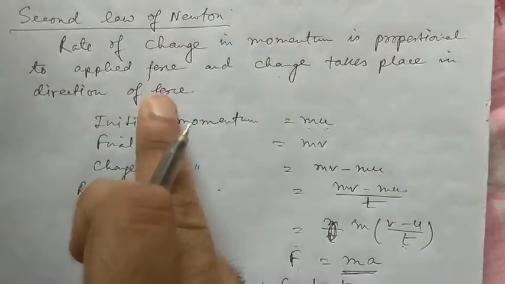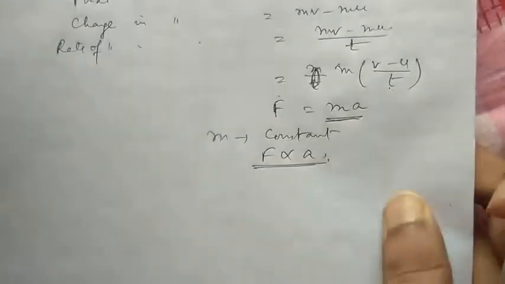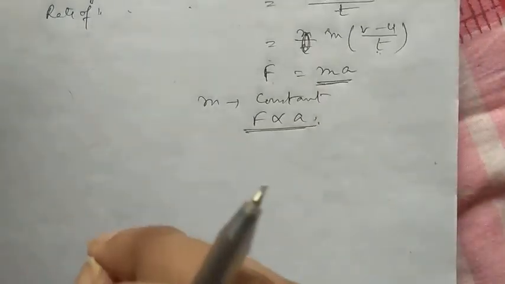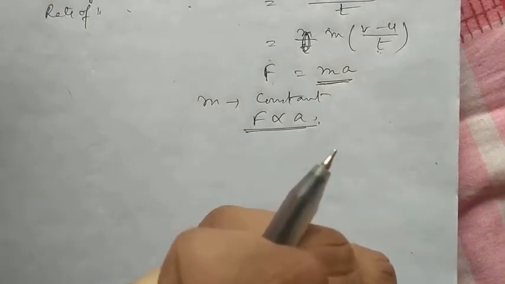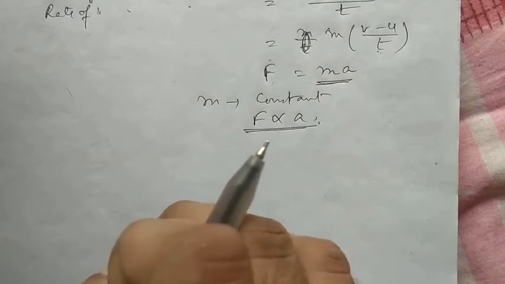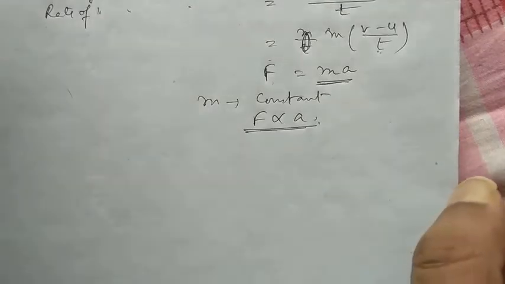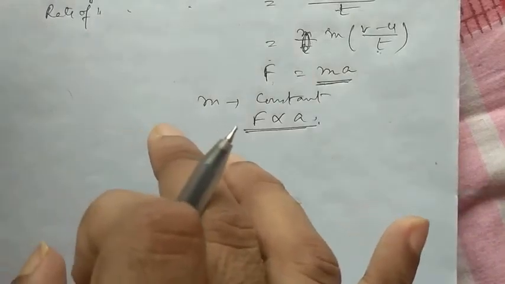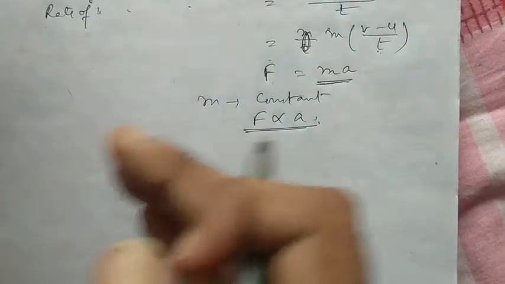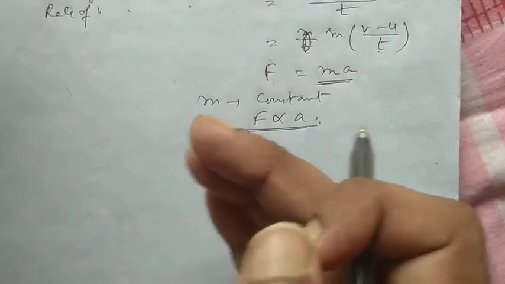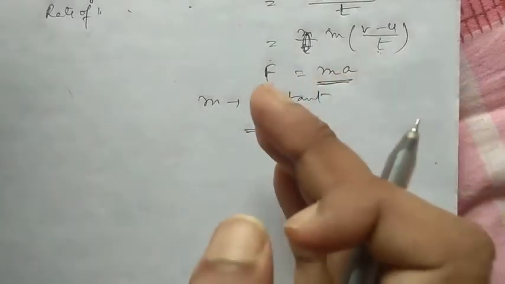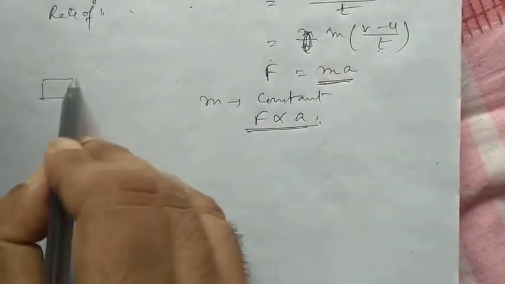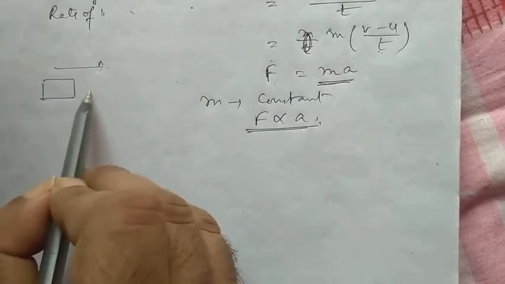The second part, that is the change takes place in the direction of force. It means that if a body is at rest, a force will set it in motion. If a body is moving with a certain velocity, a force will increase or decrease its velocity according as the force acts in the same or opposite direction. Now whenever there is a force acting on the body, there will be acceleration acting on the body in the direction of force. If the force is a resistive force, now suppose a car moving in this direction is stopped by applying brakes.